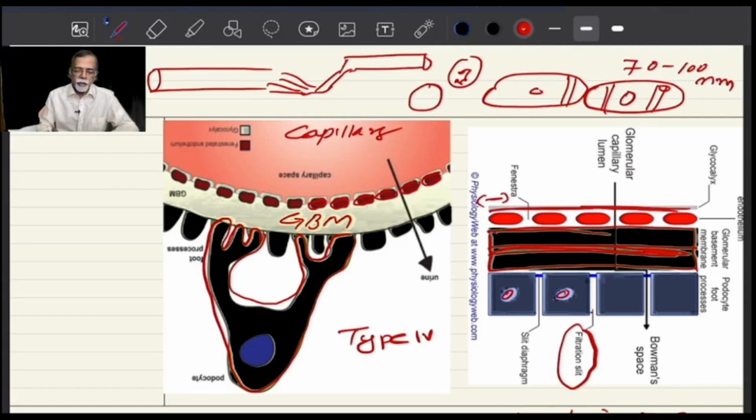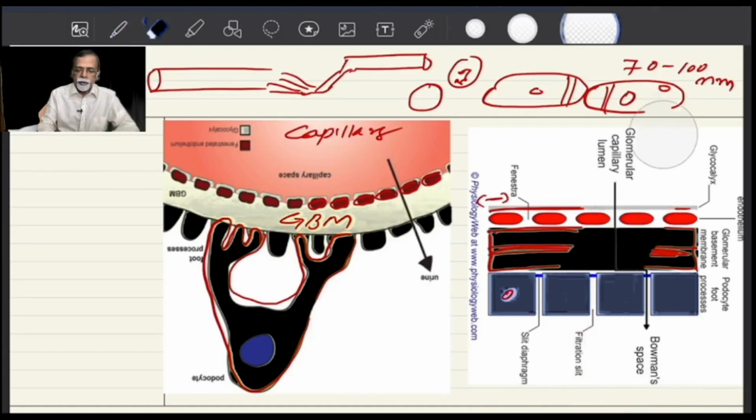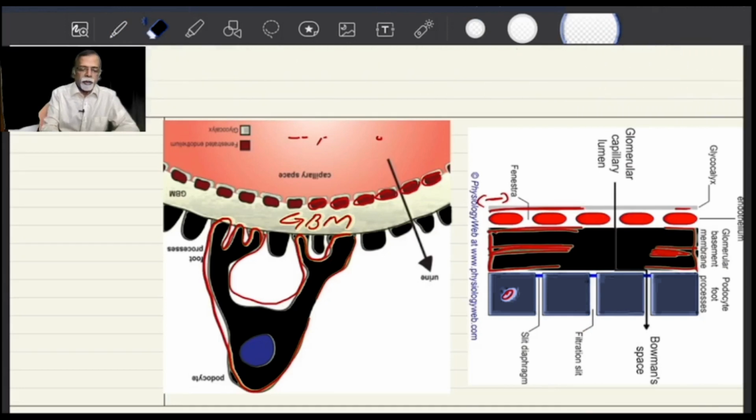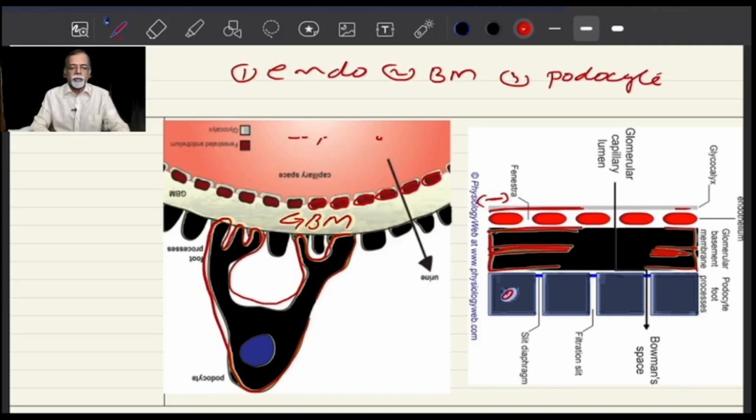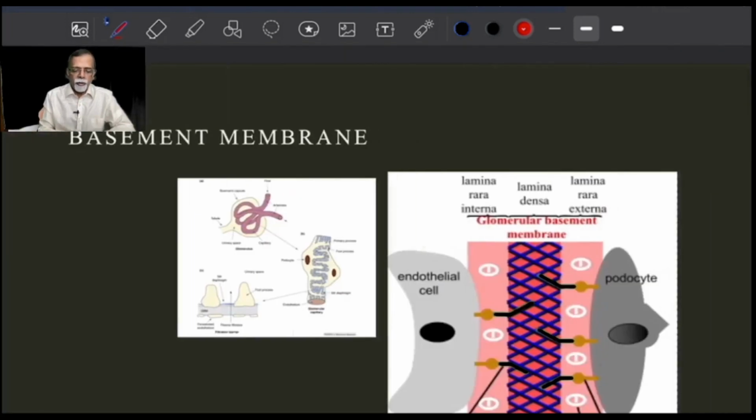So basically there are three structures that make up the filtration barrier. This filtration barrier is constituted by, one, the endothelium, second, the basement membrane, and third, the podocyte. In addition, they are negatively charged. The endothelium has a glycocalyx which is negatively charged, and also the basement membrane. We'll go a little more into detail of the basement membrane.